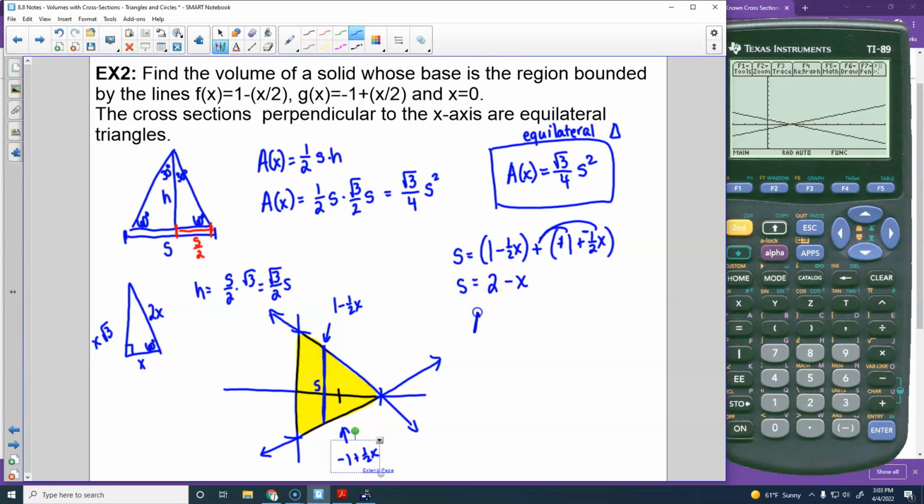So our area formula then, we did all that work for that area formula. So now we just can do square root of 3 over 4 times 2 minus x squared.